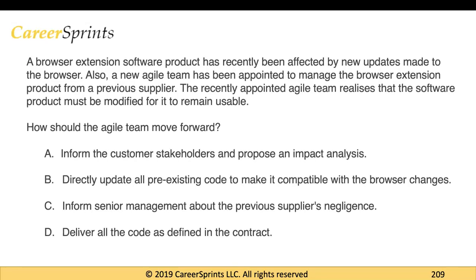Let's move on to question number 7. Question number 7 says, a browser extension software product has recently been affected by new updates made to the browser. Also, a new agile team has been appointed to manage the browser extension product from a previous supplier. The recently appointed agile team realizes that the software product must be modified for it to remain usable. How should the agile team move forward? I'll give you a few seconds to reread the question and think about your answer.